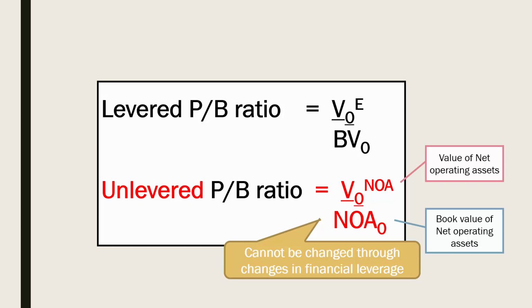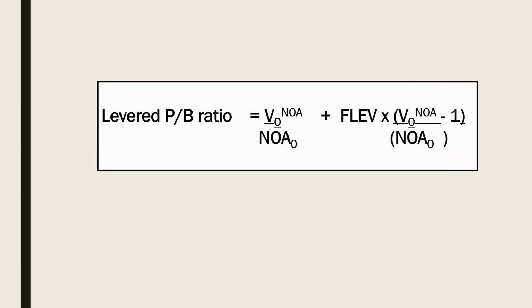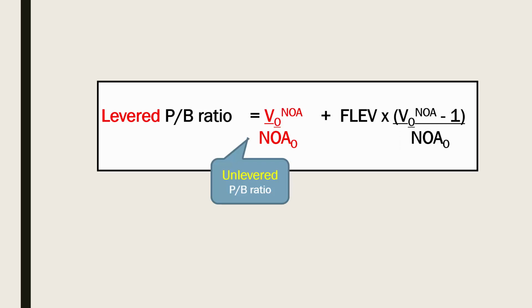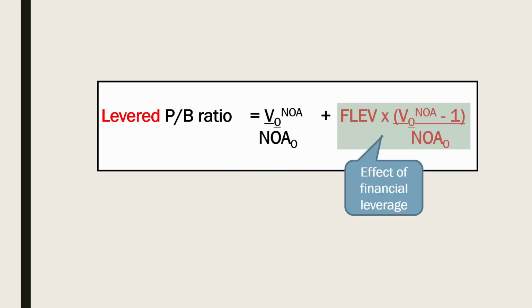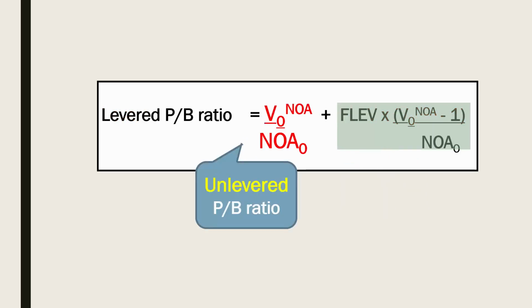The relationship between a firm's levered and unlevered price-to-book ratios can be expressed like this. A firm's levered price-to-book ratio equals its unlevered price-to-book ratio plus the effect of financial leverage. In other words, a firm's unlevered price-to-book ratio is its levered price-to-book ratio with the effect of financial leverage removed.